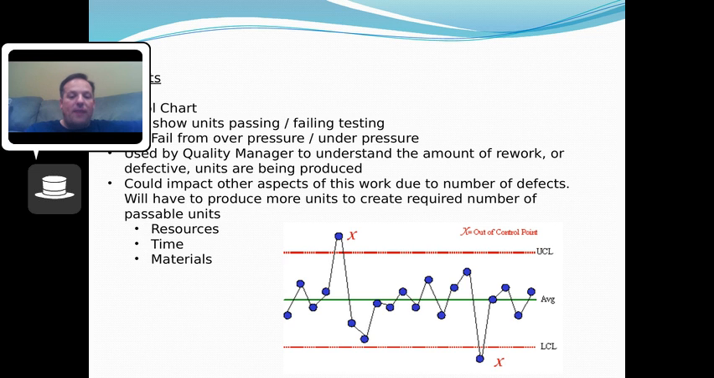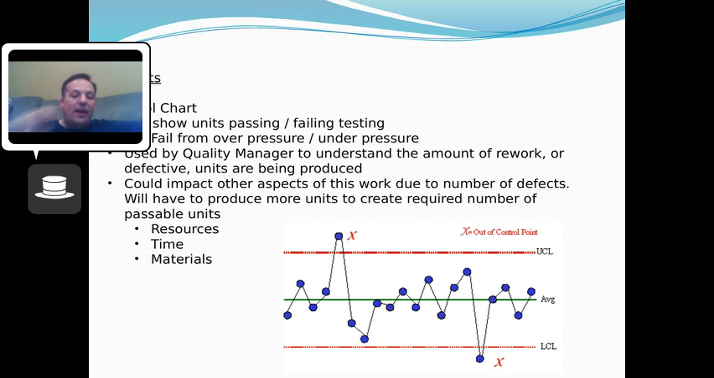So this information here, we have all our data points down the center, and you can see in this example, we would have one unit that was over pressure, one unit that was under pressure. As this graph continued down the line with 700 compressors produced in a week, you would probably see a lot more outliers if there was a growing trend in units failing, and we would see more failing from over, more failing from under, or equally both, and then we know we've got several problems to fix. So this could be used by the quality manager to understand the amount of rework or defective units that are being produced. This could impact other aspects of the business or this project, being to produce compressors.